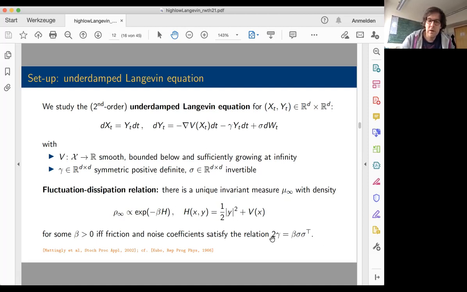Okay, so if and only if this relation is satisfied, then this is the density of the invariant measure. Okay, so why did I say this is some variant of Hamiltonian dynamics?